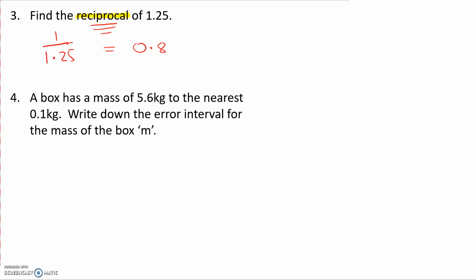A box has a mass of 5.6 kilograms to the nearest 0.1 kilogram. Write down the error interval. Right, it's another thing. We've got to know what it means. We've got to know what it looks like, how we write it. Error interval for the mass of the box, M. Okay, well, what an error interval means is we've measured 5.6 kilograms, but that's not precise. Okay, it could be a bit more than that. It could be a bit less than that. Okay, and it's telling me it's to the nearest 0.1 kilograms.